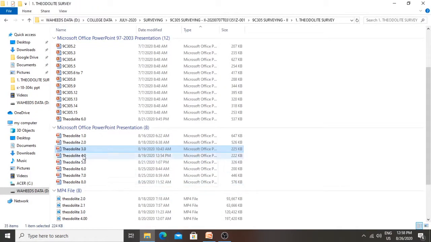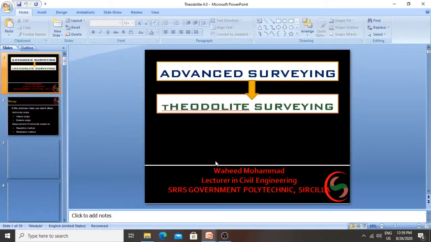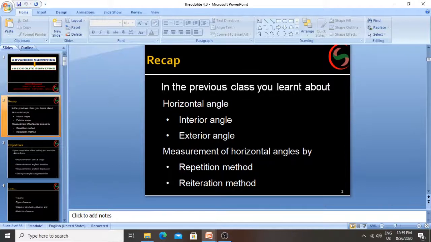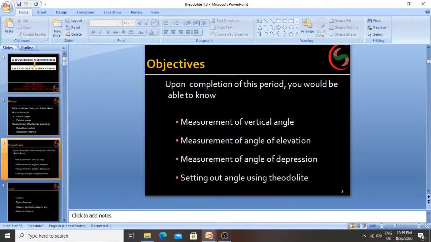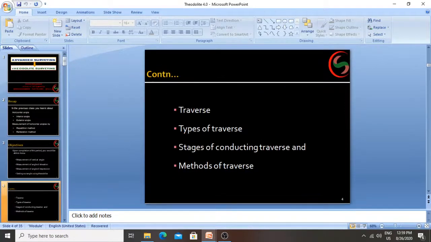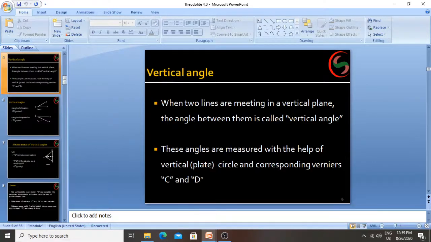Next one is the fourth class. What we have gone through is measurement of vertical angles. Measurement of vertical angles: how to go for angle of elevation, angle of depression, setting out an angle using theodolite, what we have seen. What do you mean by traverse, types of traverse, stages of conducting the traverse and methods of traverse we have seen. Next, what is a vertical angle?